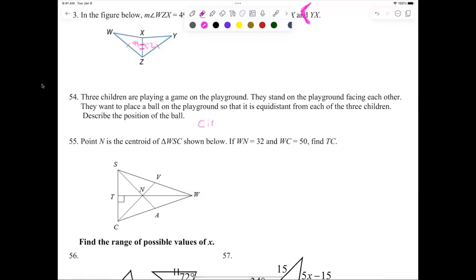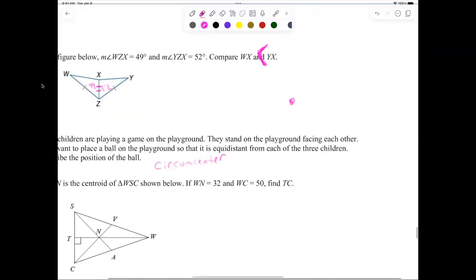Because the ball is a circle and it makes a circle. Brilliant information, thank you. I have no idea what you said. No, no, you're equidistant from the 3 people on the playground. Here is point A, point B, point C. If you want to place the ball exactly in the middle of all 3 kids, you would do what?